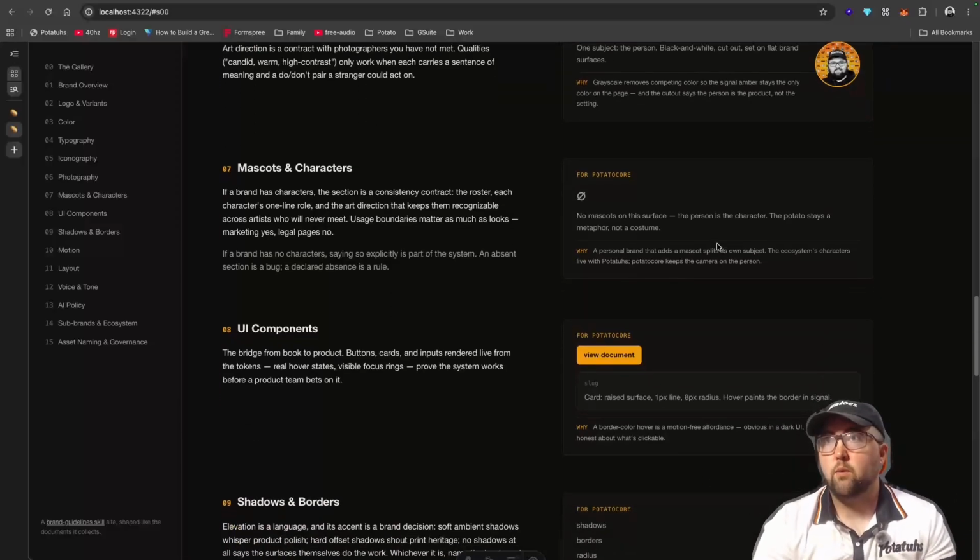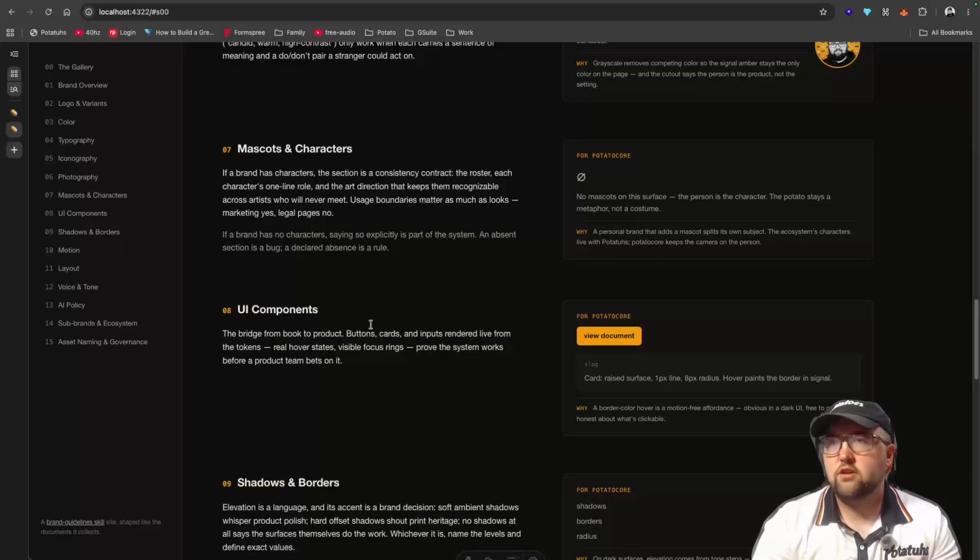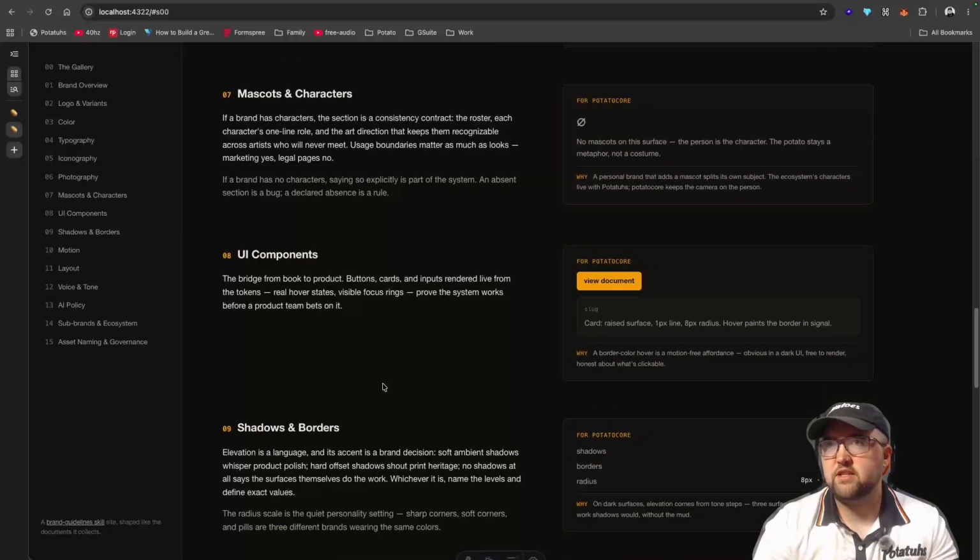So we're making the video. We're doing it. The UI components. Now, this one doesn't do the bridge from book to product. Buttons, cards, inputs rendered live from the tokens, real hover states, visible focus rings.